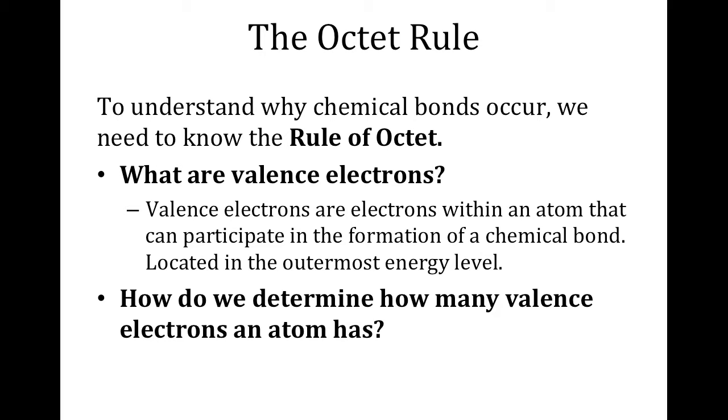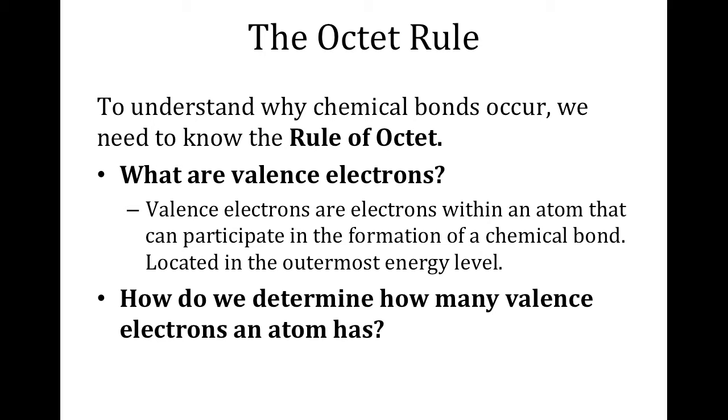So what are valence electrons? We already defined this earlier. We've defined this multiple times, but we're going to define it again. Valence electrons are electrons within an atom that can participate in the formation of a chemical bond. They are located in the outermost energy level.